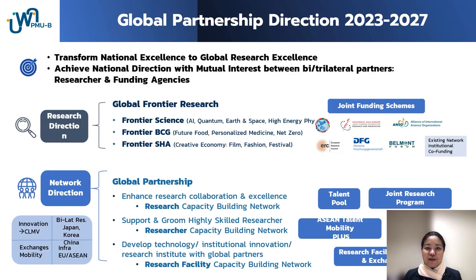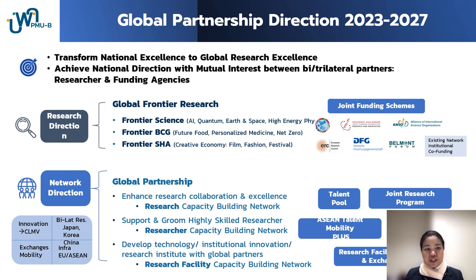Now let's talk a little bit about the global partnership directions for PMU-B. Our main goal is to transform the research excellence that we have nationally toward globally. In order to do that, we have to have international partners. So we do fund research programs, collaboration programs, network development programs, and capacity building programs regionally. Our target right now is ASEAN, Asia, and global. It depends on the topic and the specific goal of each program as well.